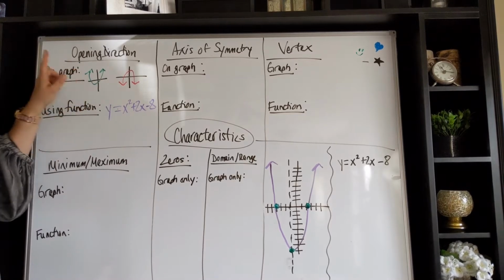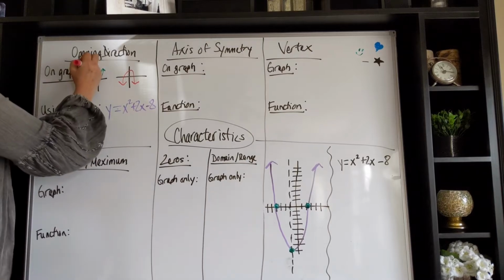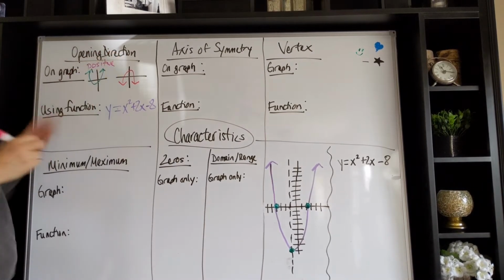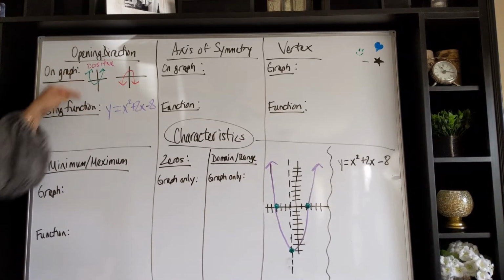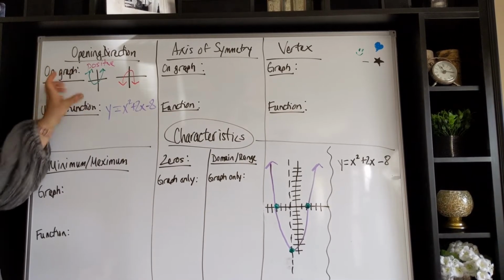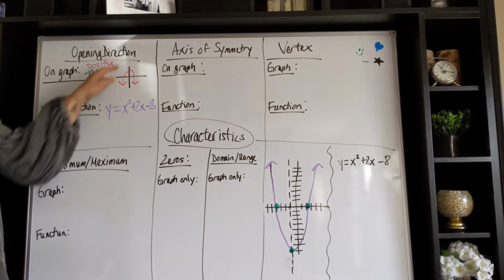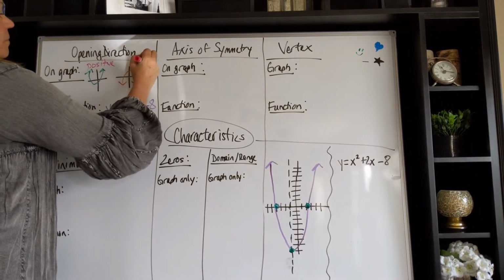Here's what you need to know. If it's opening upwards like this, like a U, this is a positive parabola. And in a second, I'm going to add on to that after we talk about a function and determining how the opening of the parabola is. If a parabola faces downwards like this, like a frown face or like an upside down U, it's called a negative parabola.